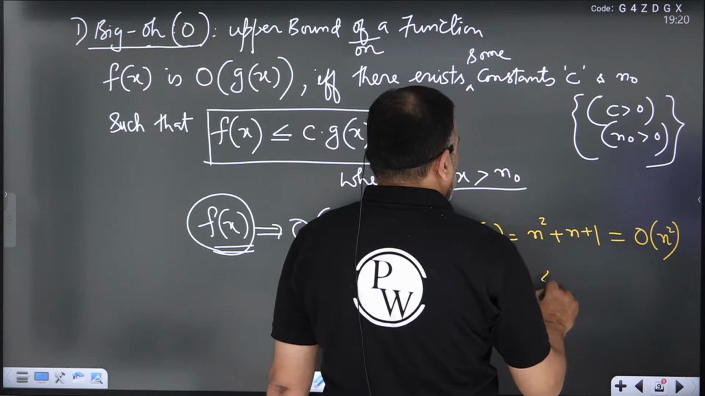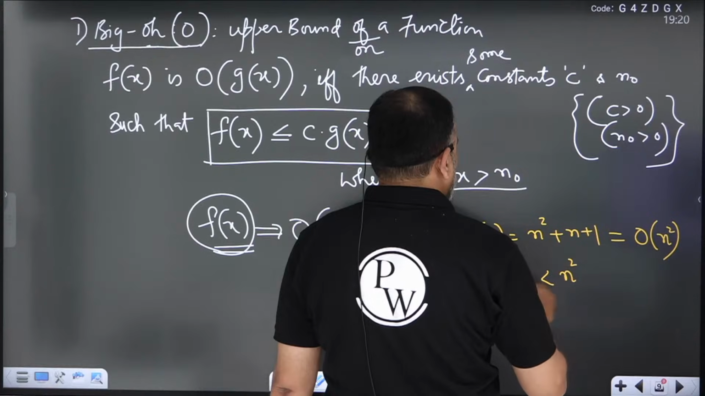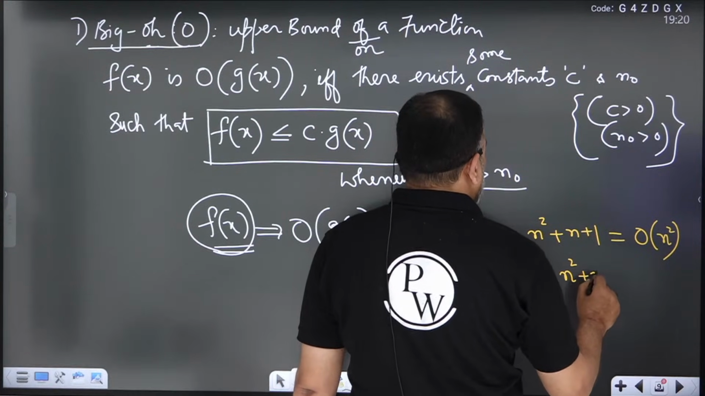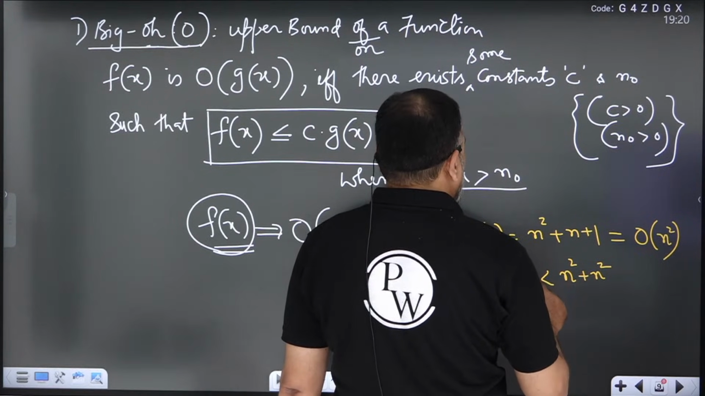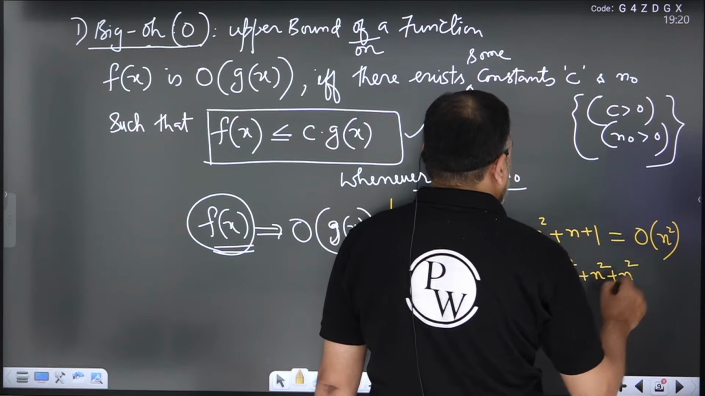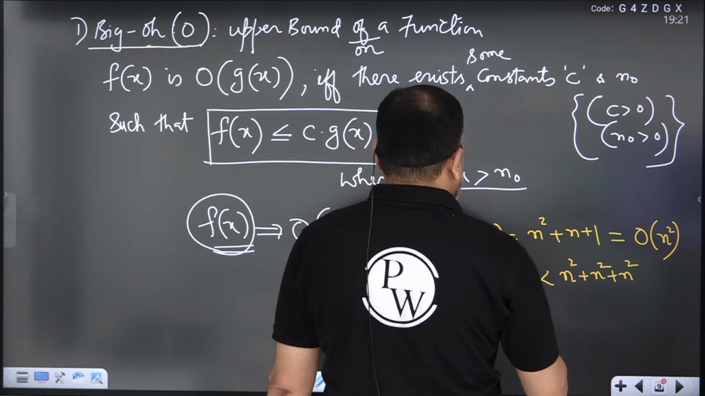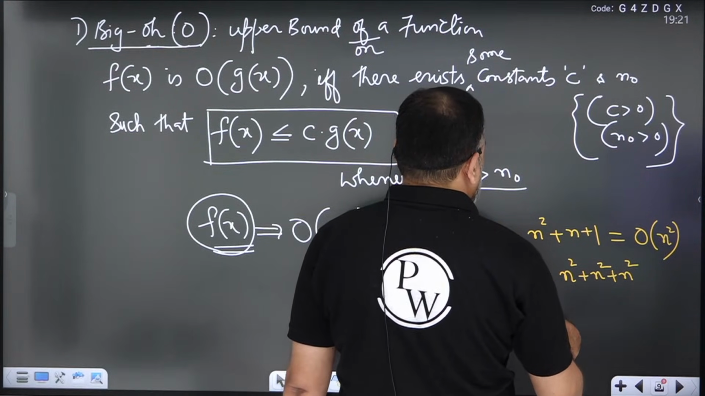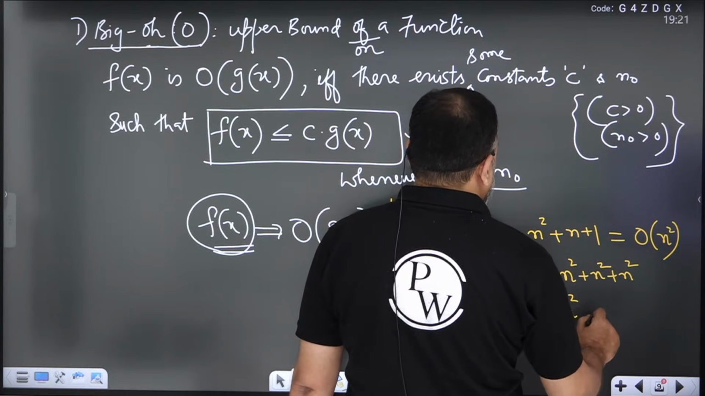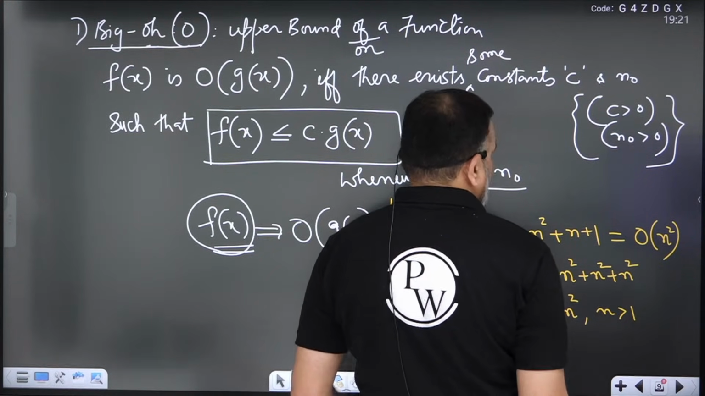N square is definitely less than or equal to n square. N square plus n will be definitely less than n square plus n square. N square plus n plus 1 will be definitely less than another term n square. So this is my function f of n, n square plus n plus 1. I can definitely prove that it is less than 3n square whenever n is greater than 1.